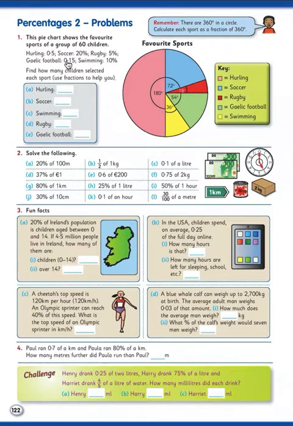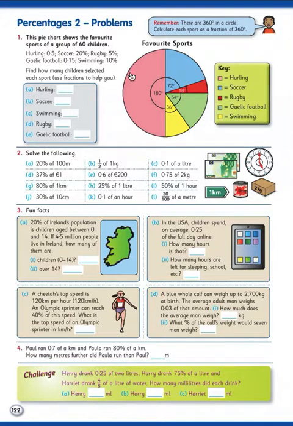So for number one, you have to look at this pie chart. It's called a pie chart, the circular chart, because all the sections of it look like little slices of a pie. And it shows the favourite sports of a group of 60 children. So 60 in total were asked.